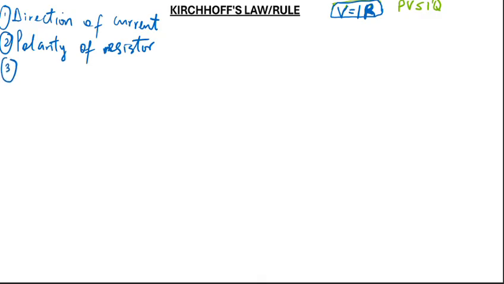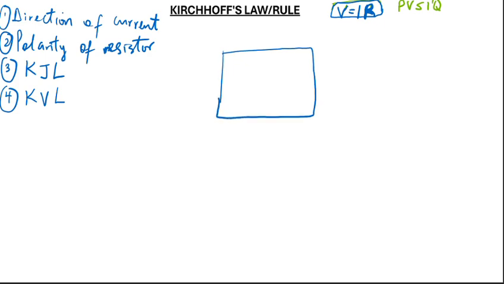The third step is to use your junction law. We call it KJL, Kirchhoff's junction law. And the fourth one is to use your KVL, which is Kirchhoff's voltage law. Those are the four steps in this. Now let's see how we can use them one after the other. Let me first take a simple circuit to explain what the laws will look like.